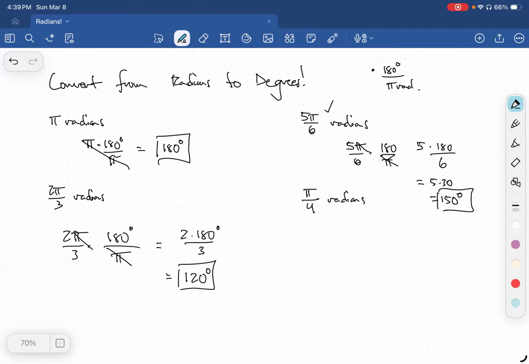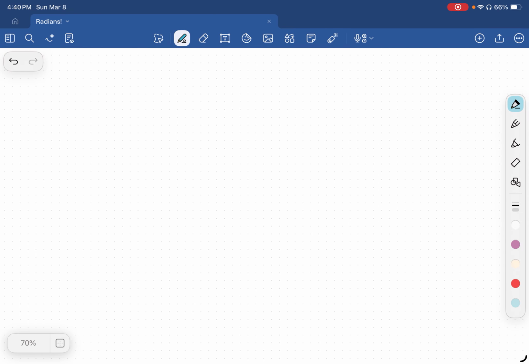Pi fourths radians. So I can either think of this as, well, I know pi is 180, so a quarter pi should be a fourth of 180, which is 45. But I can also take pi fourths and multiply by 180 over pi. Pi's will divide out again, and I get 180 divided by 4. So 180 degrees divided by 4, which is 45 degrees.